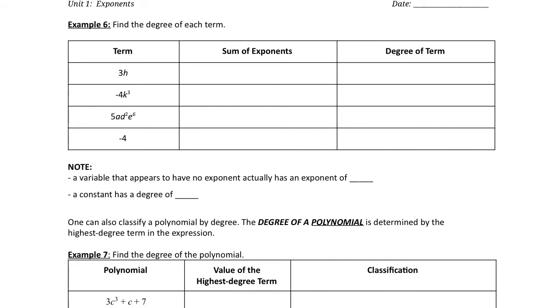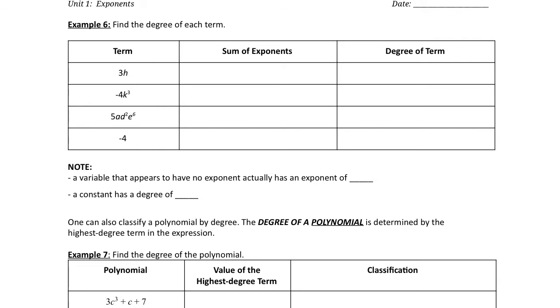Another way that we could classify a term is by its degree. The degree of a term is the sum of all of the exponents on all of the variables in that term. So in case you've forgotten, the word sum means you need to add. So you are going to add together the exponents that you see on all of the variables in the term. In this example, we are going to look at a bunch of different terms. We are going to take the sum of the exponents, and then based on the value that we get, we are going to classify each term by degree.